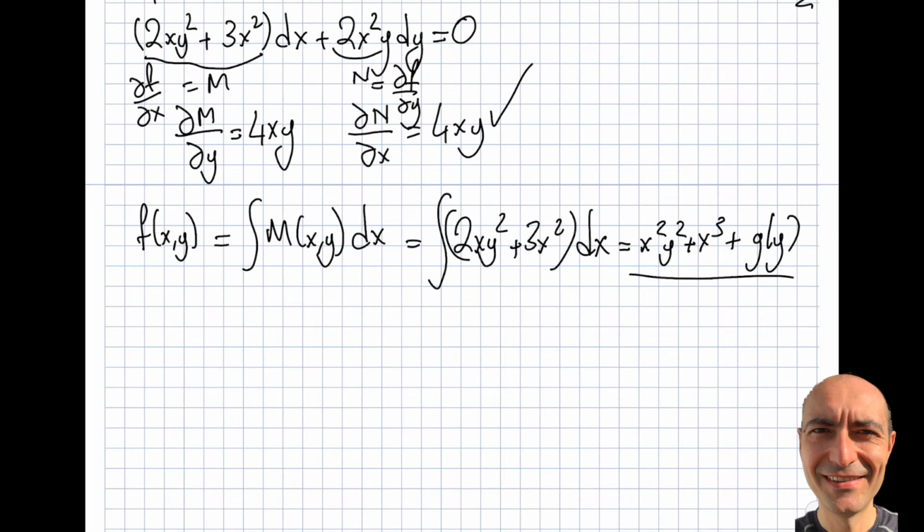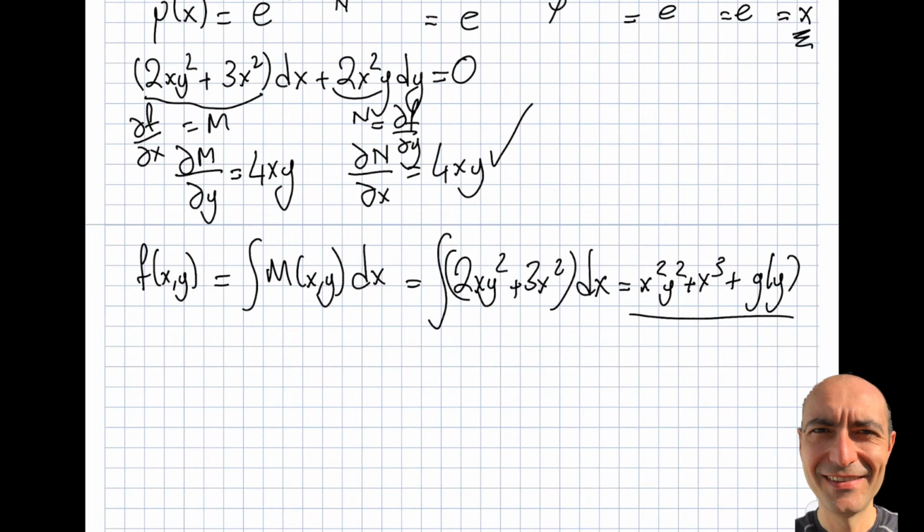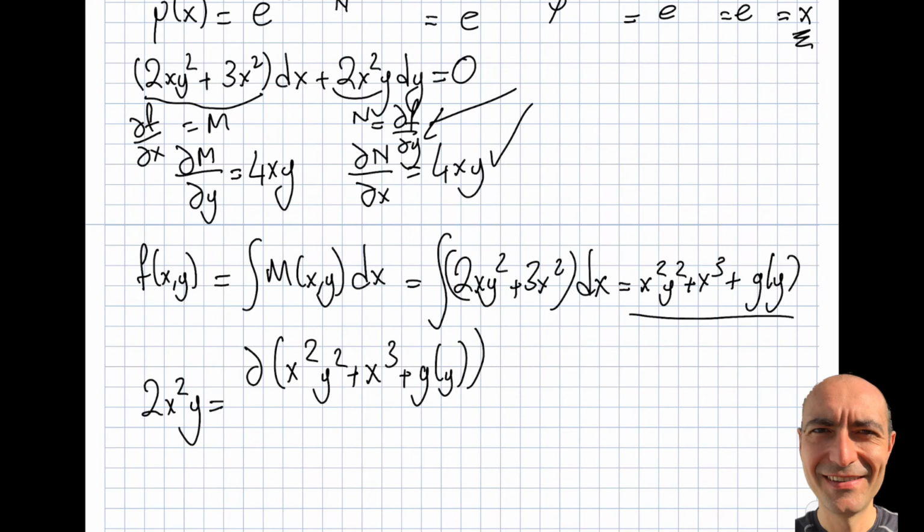And again, I'm not done because I have an f, but I didn't really take advantage of the existence of this N that I'm going to use now. So I'm going to pull my f from here and plug into that above equation. So the N, 2x squared y, will be equal to the partial of this one, x squared y squared plus x cubed plus g of y. And I need to take the partial of that with respect to y. So from here, you're going to get 2x squared y plus g prime of y.